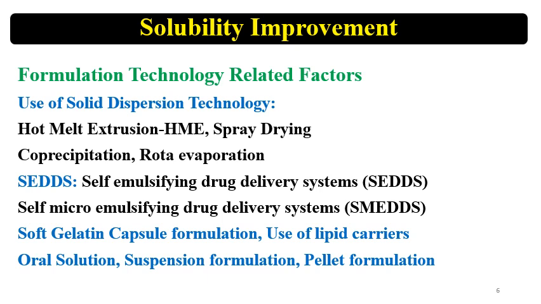Then self-emulsifying drug delivery systems can be made. Then self-micro-emulsifying drug delivery systems can be made, and solubility can be improved. Soft gelatin capsule formulation can be made for the drugs which are insoluble, and if these materials are soluble in the lipid type of excipients. So use of lipid carriers can be done. Use of oils can improve the solubility and dissolution and thereby bioavailability. A lot of soft gelatin capsule formulations are there by which the drug solubility is increased.